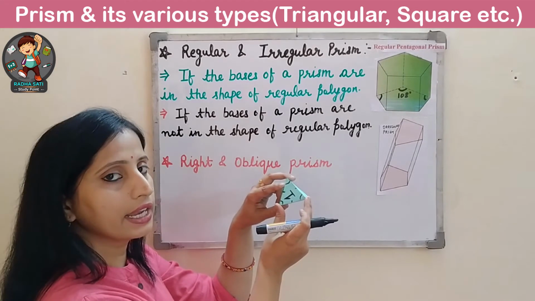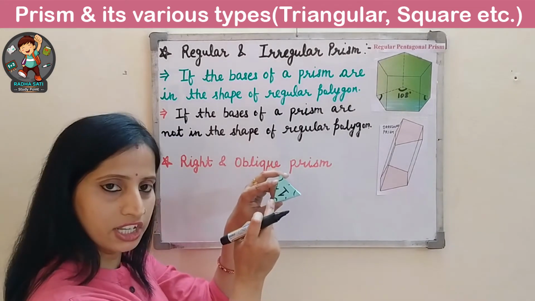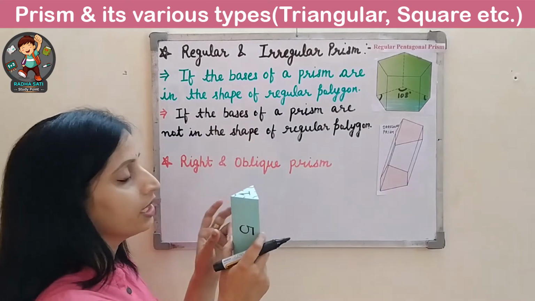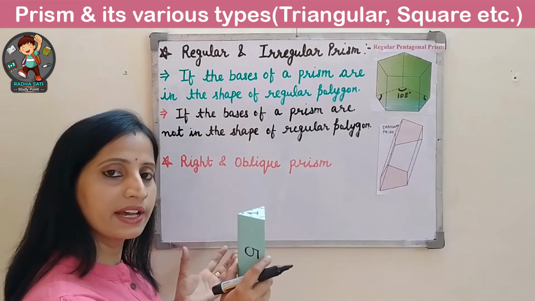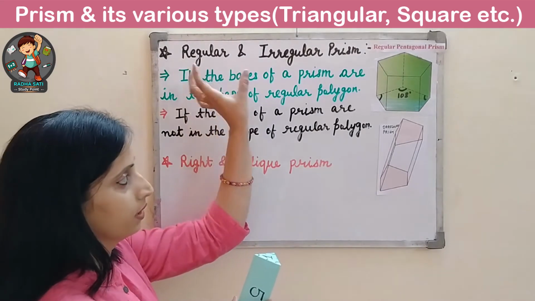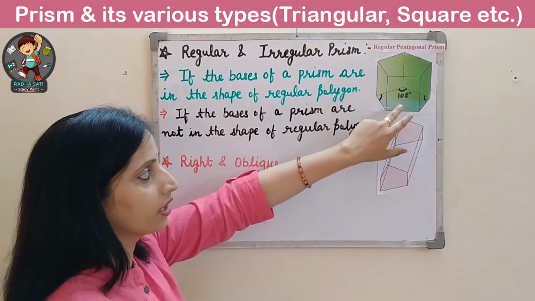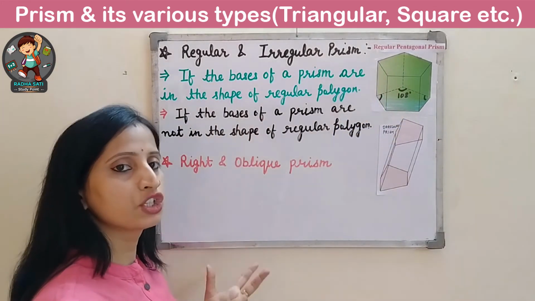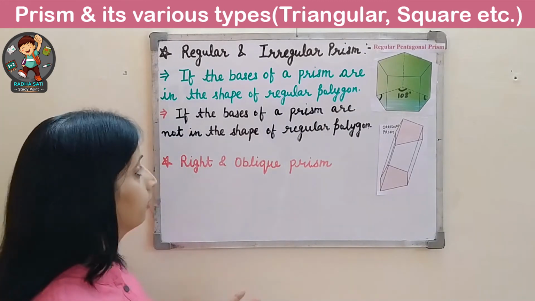In an equilateral triangle, each angle will be of 60 degrees. Okay. So these types of prism will be considered as regular prism, if the top and the bottom faces are in the shape of a regular polygon.